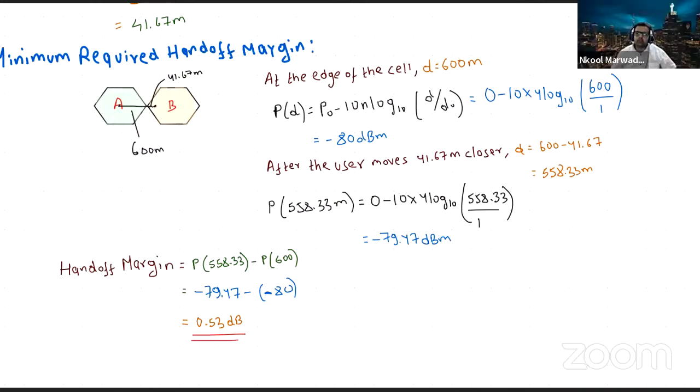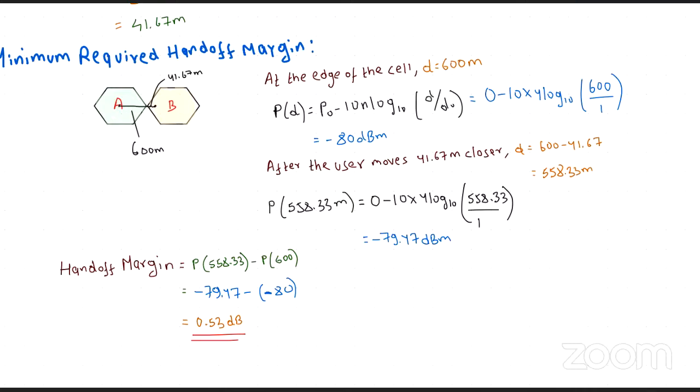Yes, you can say that. And when calculating the exiting cell power, you have to calculate at the edge of the cell. And for the entering cell, whatever distance you have entered, you have to subtract from the radius. Okay.